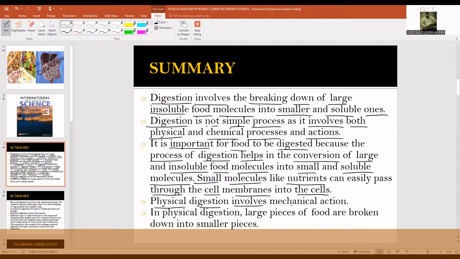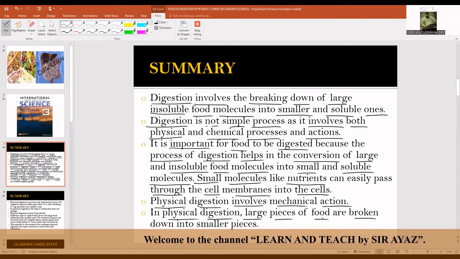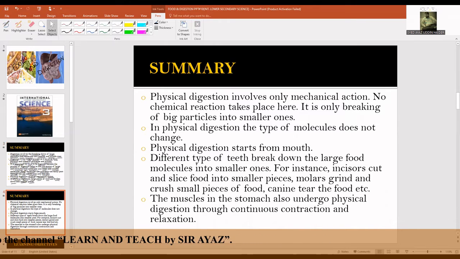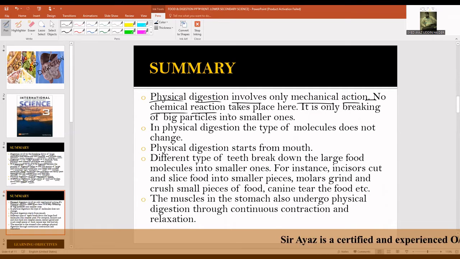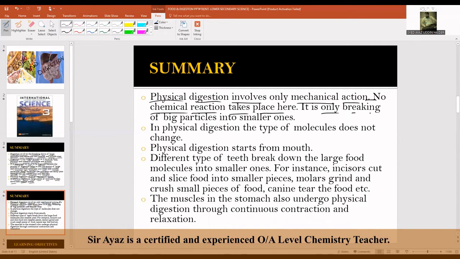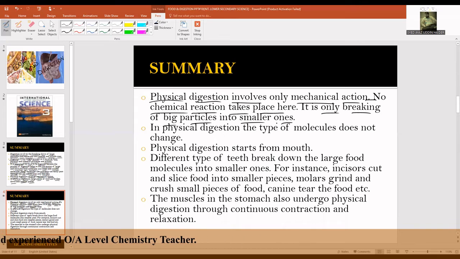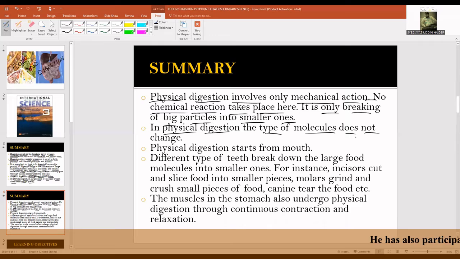Physical digestion involves mechanical action. In physical digestion, large pieces of food are broken down into smaller pieces. Physical digestion involves only mechanical action. No chemical reaction takes place here. It is only the breaking of big particles into smaller ones. In physical digestion, the type of molecules does not change.